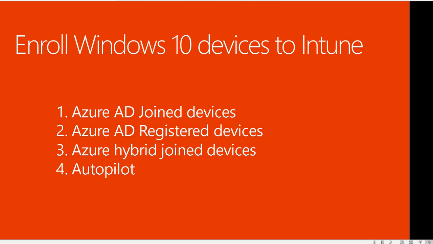So in this video, I'm going to demonstrate how to join computers or register computers to Azure. There are a lot of ways you can do it. The first one is Azure AD joined devices, the second is Azure AD registered devices, the third is Azure hybrid joined devices, and the fourth is Autopilot.